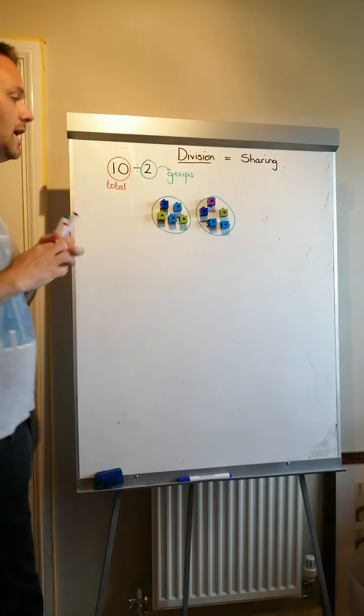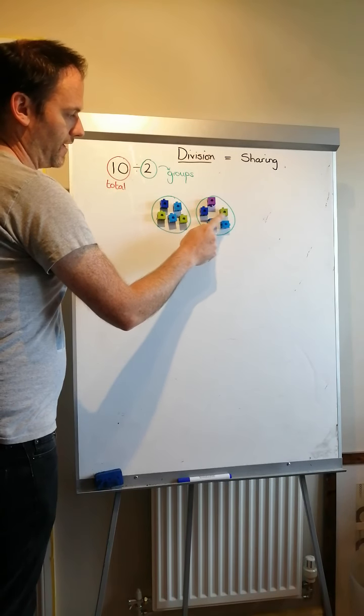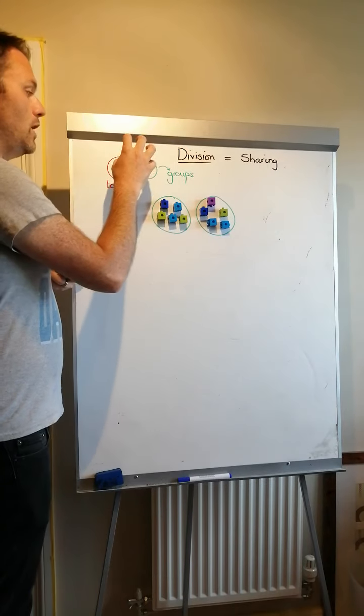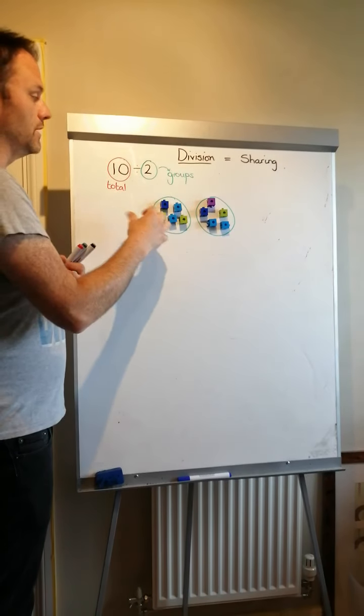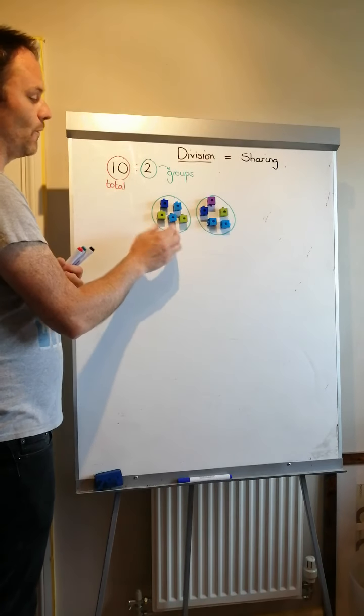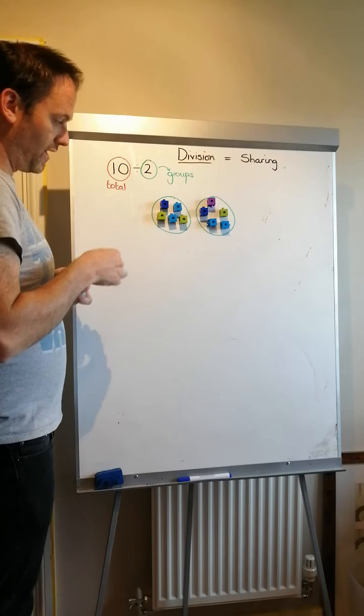10. Okay, so let's just double check. 1, 2, 3, 4, 5, 6, 7, 8, 9, 10. Right, I've got 10 cubes, so I've got my total of 10. Right, to solve the division, we need to know how much is in one of those groups. So we don't need to count them all again, we just need to count one group. So we've got 1, 2, 3, 4, 5. So there's 5 in this one.